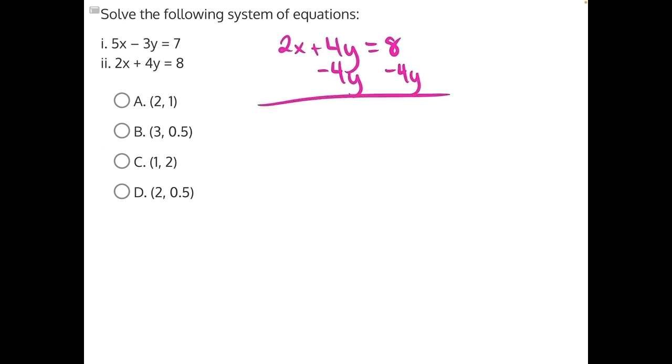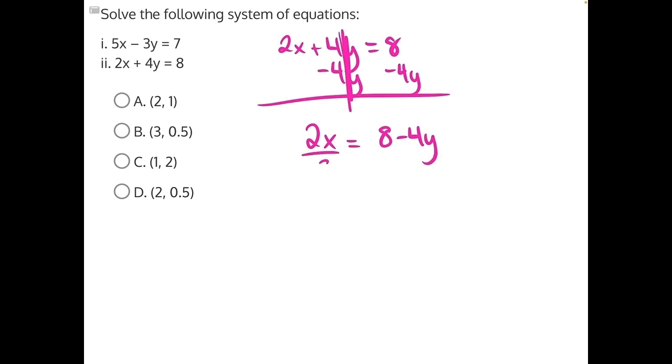Let's look at our other equation. Here, if I were to solve for x, I would divide everything by 2. And since they're all even numbers, they can all be divisible by 2. So let's do that. I'm going to pull this out to the side. And we are going to solve for x. So we're going to isolate x by doing opposite operations and subtracting 4y from both sides. These will cancel, giving us 2x is equal to 8 minus 4y.